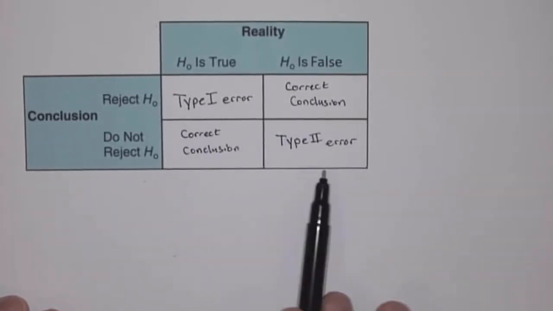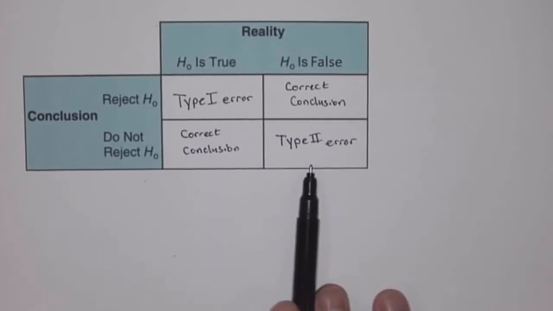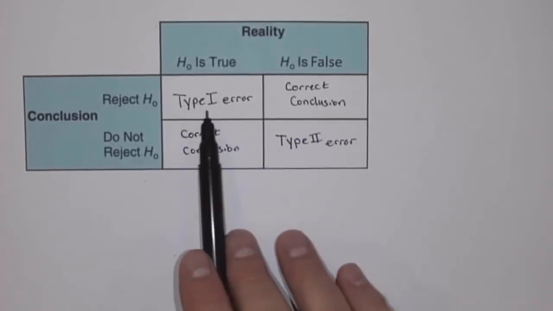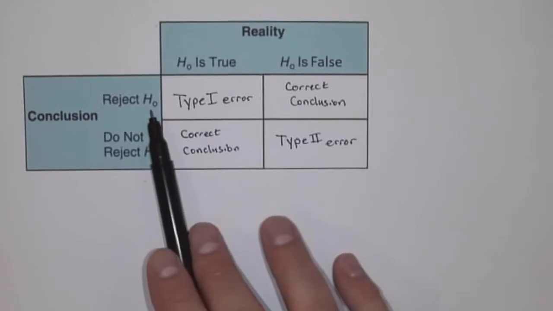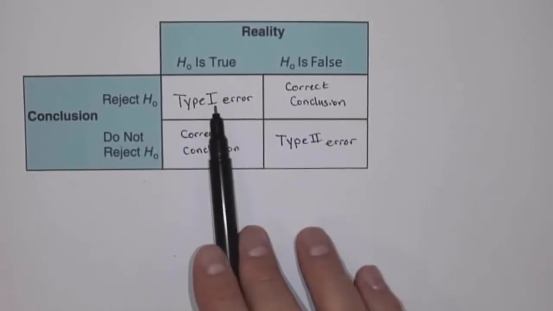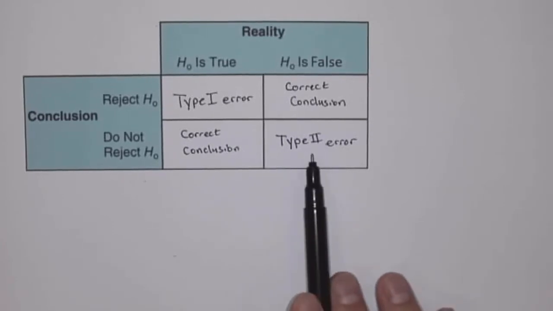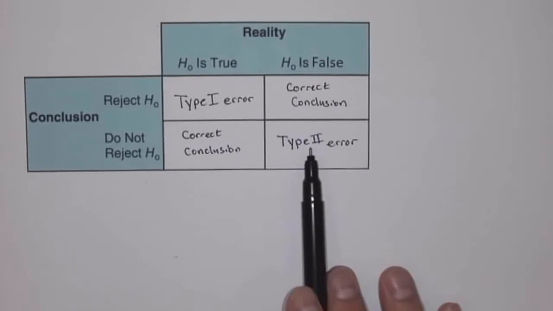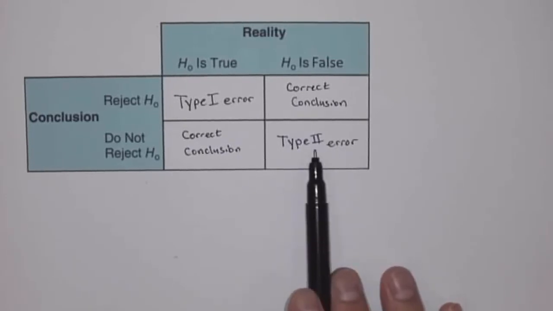So again, you need to know the distinction between these two types of errors. A type 1 error is rejecting the null hypothesis when in reality the null hypothesis is true. A type 2 error is not rejecting the null hypothesis when the null hypothesis is actually false.